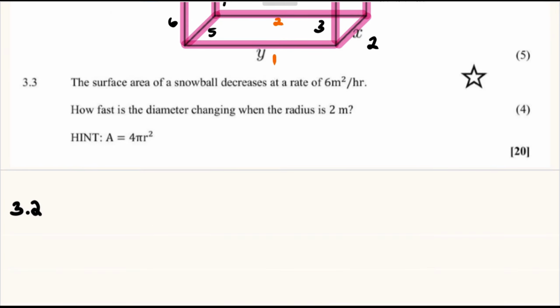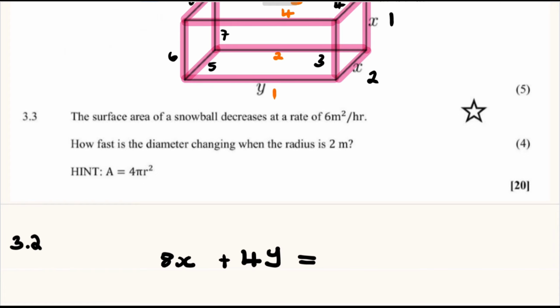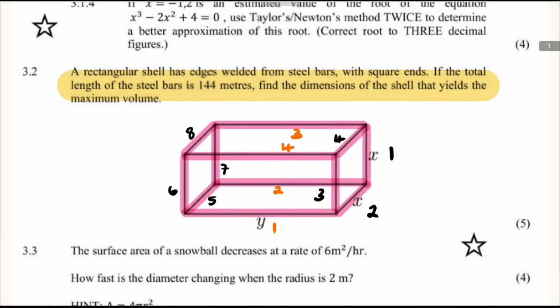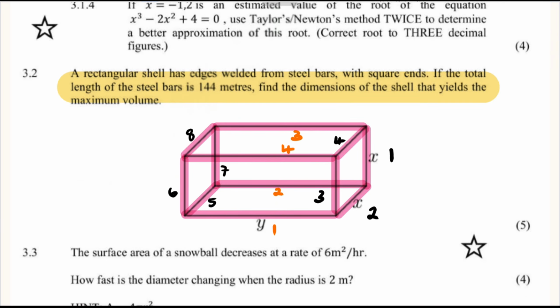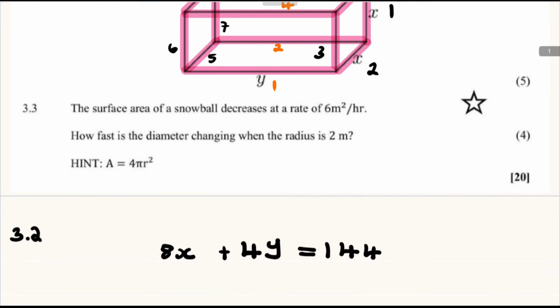So the X's are 8, so we have 8 multiplied by X, and the Y's are 4, so we have 4 multiplied by Y. Remember, the total length of the steel bar was 144, so this will be equal to 144. It was 144 meters. So from here, our volume.